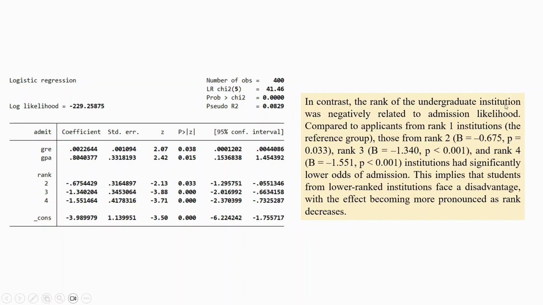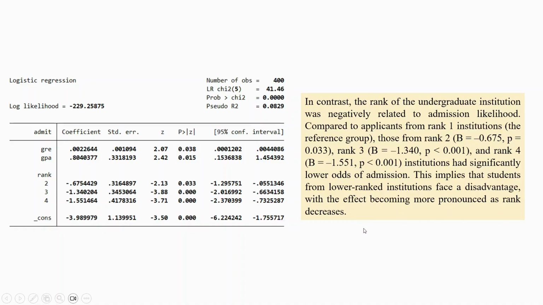In contrast, the rank of the undergraduate institution was negatively related to admission likelihood. See, rank 2 institute, rank 3, rank 4. Compared to applicants from rank 1 institutions, the reference group, those from rank 2, beta is minus 0.65, rank 3 minus 1.24, and rank 4 minus 1.55, had significantly lower odds of admission. This implies that students from the lower ranked institutions face a disadvantage, with the effect becoming more pronounced as rank decreases.